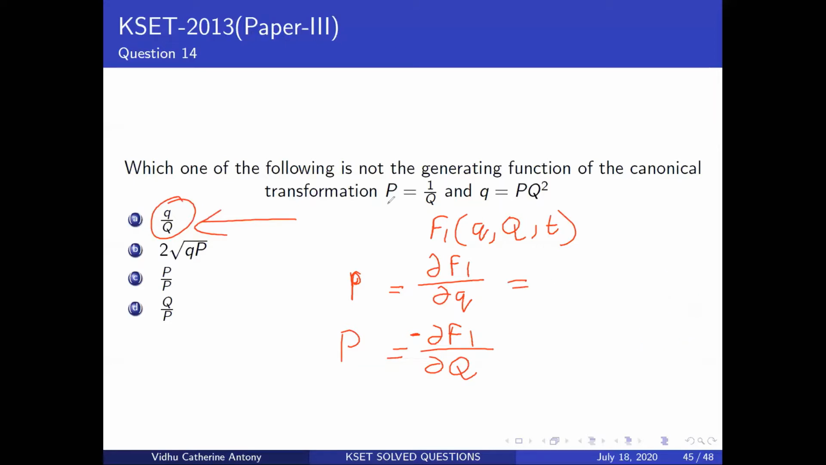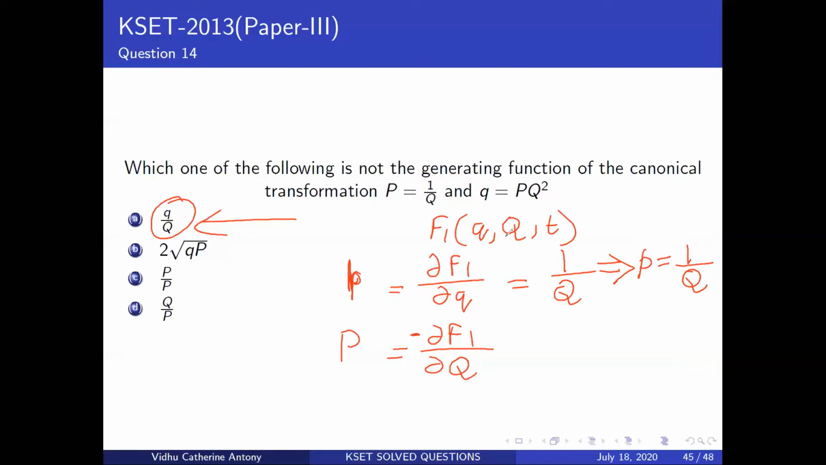Okay, so now let's calculate this. What was given to you? Let's work from the options backwards. So you have a q by Q. If I take the derivative of this with respect to q, what do I get? I get a 1 by Q. So basically that gives me little p is equal to 1 divided by Q.